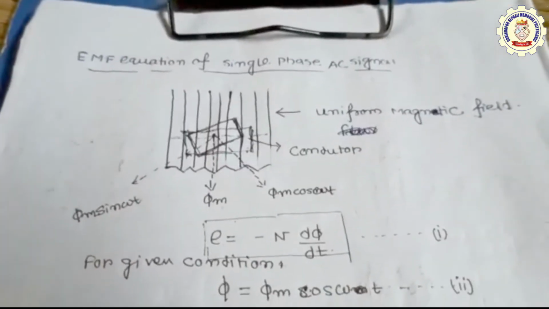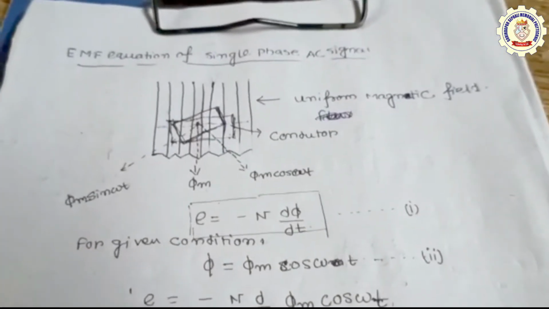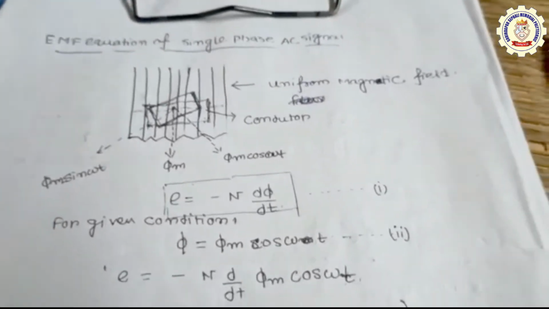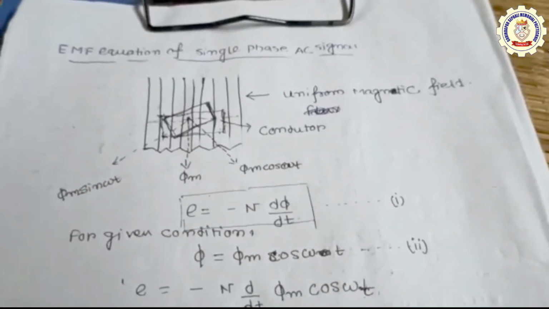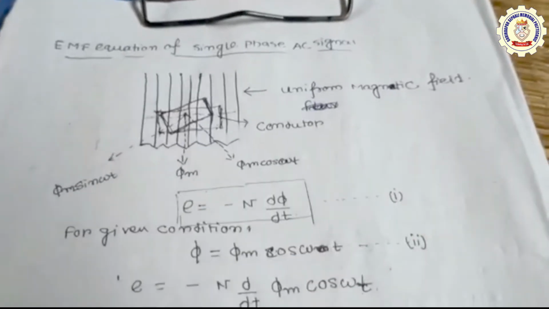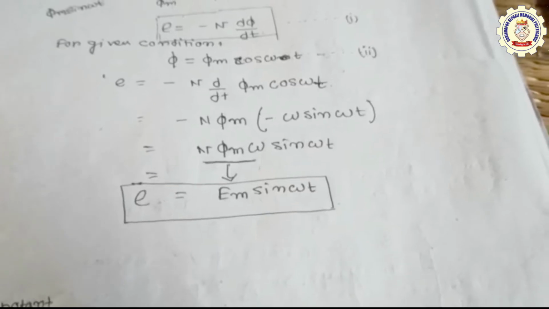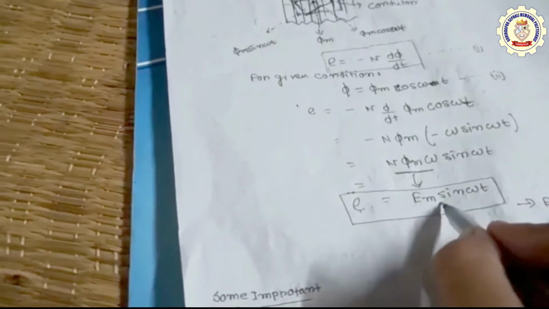ओके, आफ्टर मेनली वी यूज द फैराडे लॉ, that is E equal to minus N dφ/dt, and using this formula we just calculate and we get our final equation, EMF equation. This is our EMF equation. Okay, EMF equation, that is E equal to Em sin ωt in form of V.